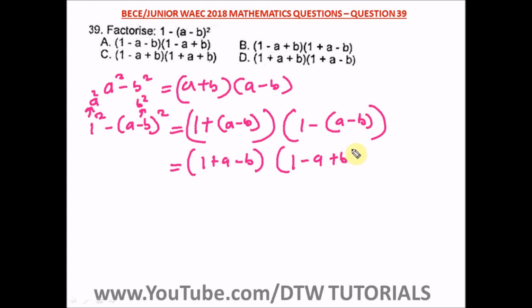A positive B. Okay, so we're left with this. So this is our final answer. Okay, we'll factorize this completely. So what's the right option here? What would the right option be?